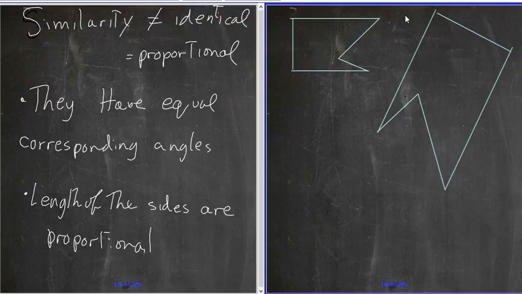Now I'm going to label this diagram. I'm going to label it A, B, C, D, E. And then I'm going to label this one Q, R, S, T, V. So there's our two polygons, ABCDE and QRSTV. In order for these to be similar, all the angles have to be identical.